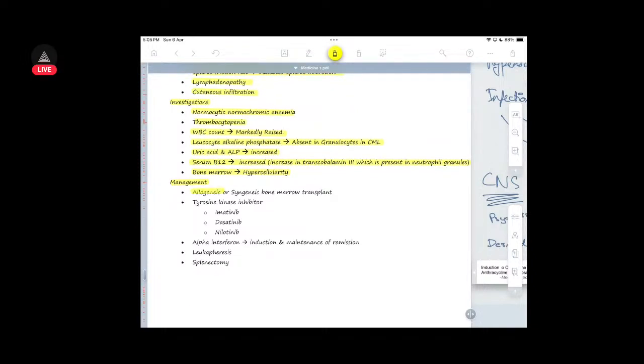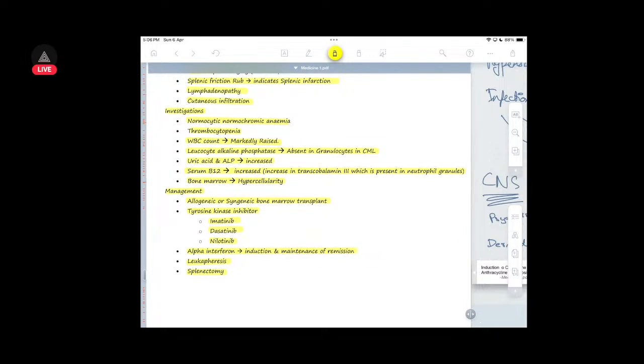So the management is allogenic or syngeneic bone marrow transplant. Tyrosine kinase inhibitors you can provide: imatinib, dasatinib, and nilotinib. Alpha interferon is given for induction and maintenance of remission. Leukapheresis, that is you take out the WBCs and replace them, and splenectomy can be done.